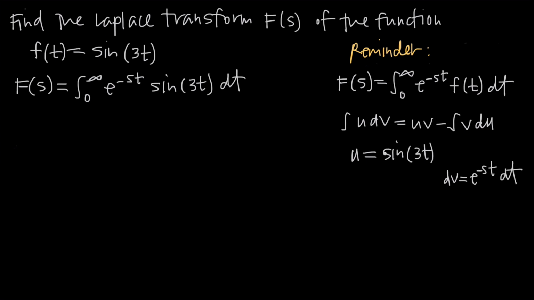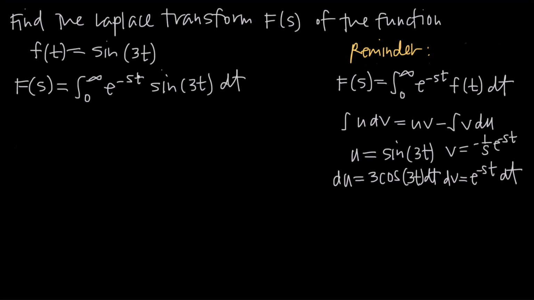Then we want to take the derivative of u to get du. So du equals, the derivative of sine is cosine. We have to use the chain rule and multiply by the derivative of the inside function. So the derivative is 3 cosine of 3t, and then we have dt. And then we need to integrate dv to find v. So the integral of e to the negative st is negative 1 over s e to the negative st.